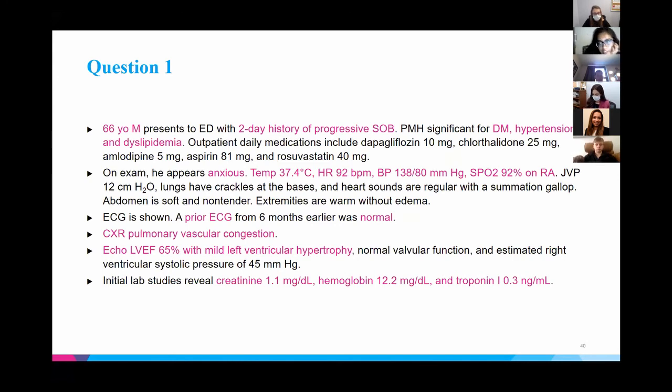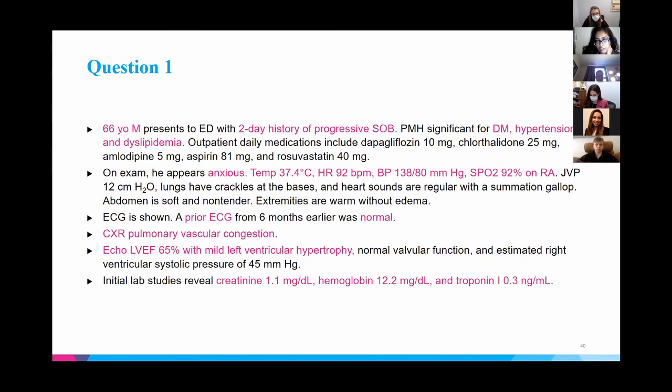So the first question is a 66-year-old male who comes to the ED with 2 days of progressive shortness of breath. His history includes diabetes, hypertension, hyperlipidemia. He takes dapagliflozin, chlorthalidone, amlodipine, aspirin, and a statin. He's anxious, temperature is 37.4, heart rate is 92, blood pressure 138/80, satting 92% on room air. JVP is 12, lungs have crackles, heart sounds are regular with a summation gallop, abdomen soft, non-tender, extremities warm, no edema. We'll take a look at his EKG on the next slide.